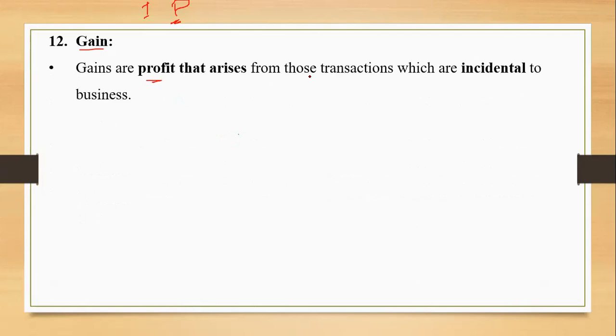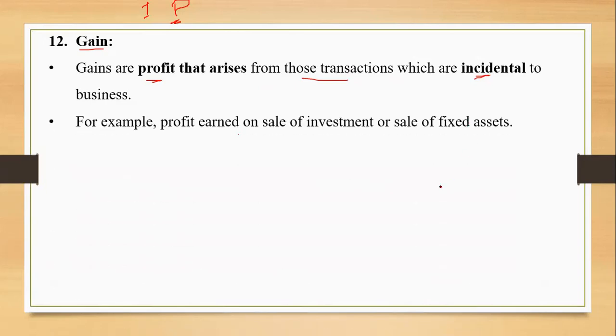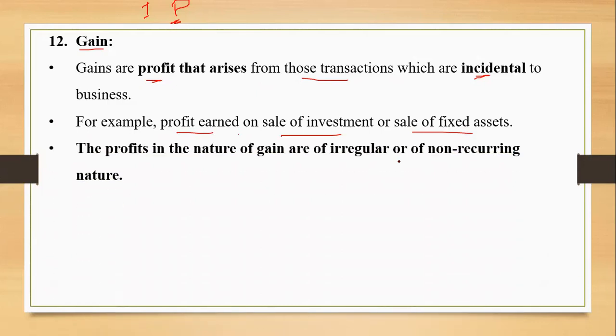The profit that arises from those transactions which are incidental to business, not regular in nature, right? So examples are the profit earned on sale of investments or sale of fixed asset. That is a gain, correct? Please remember, the profits in the nature of gain are of irregular or non-recurring nature.